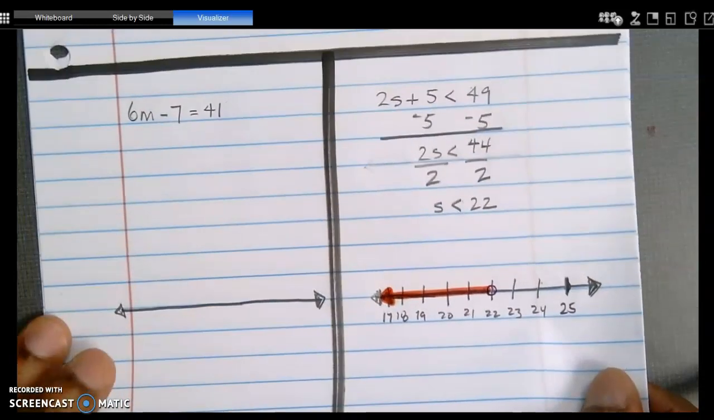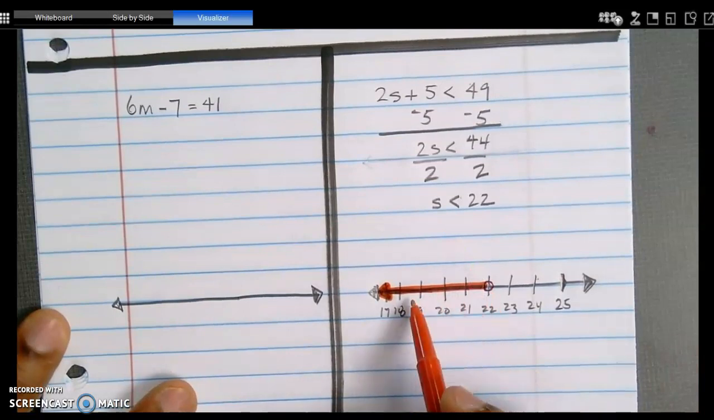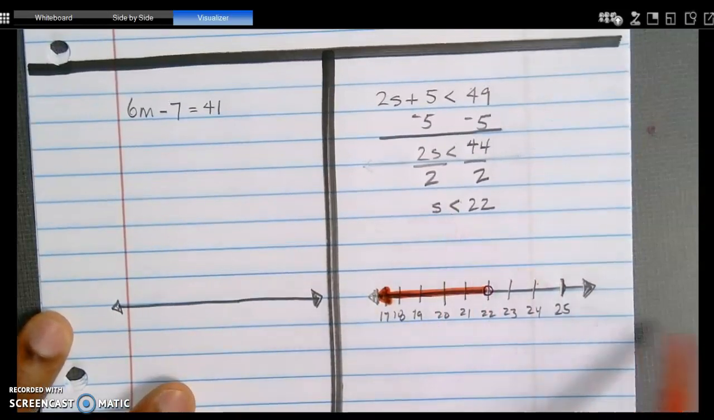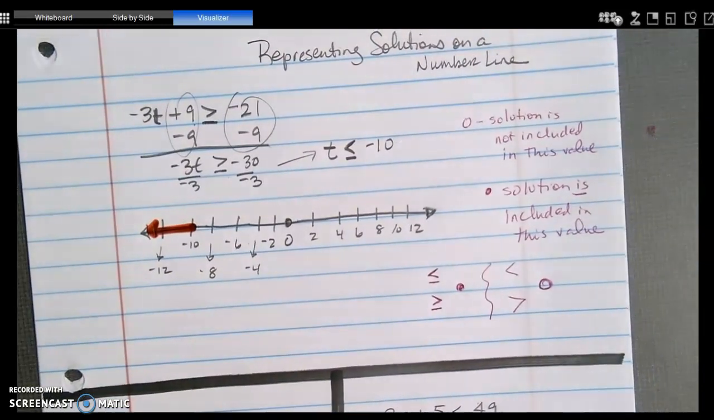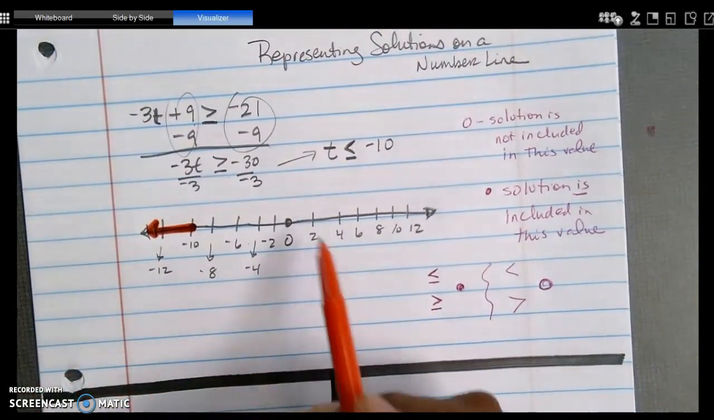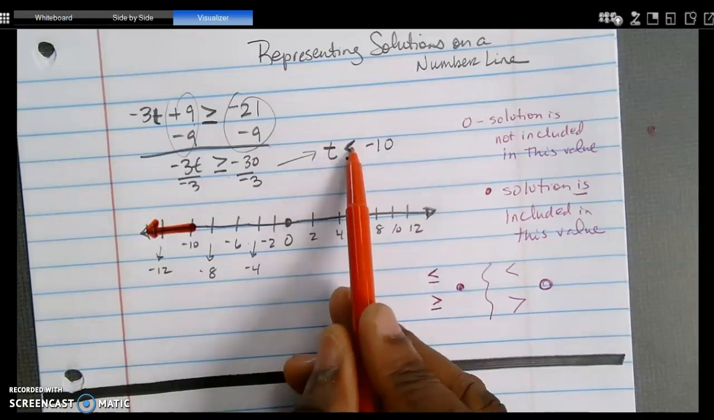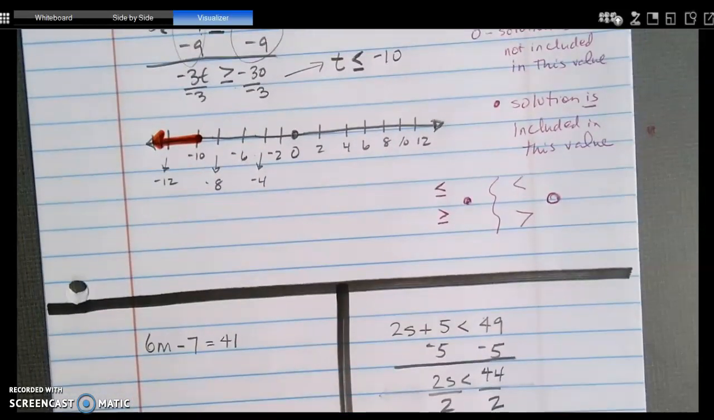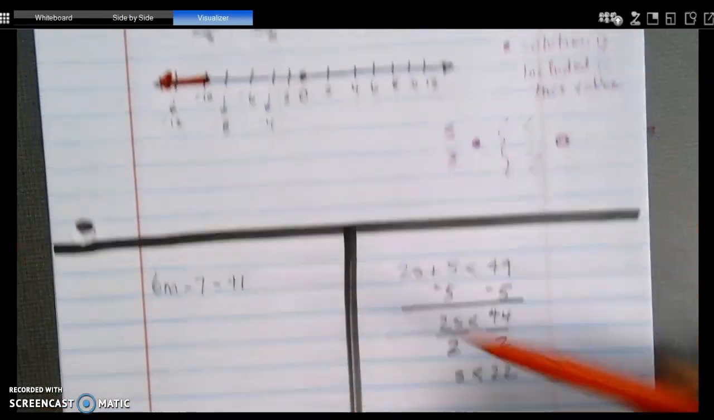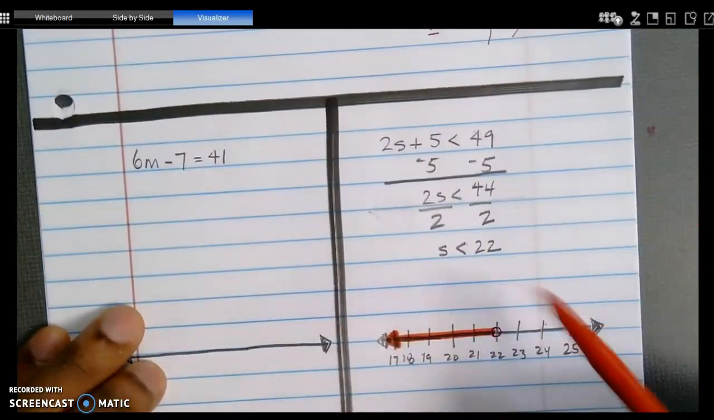That is solved. Okay, so any value that is less than 22 would satisfy this inequality, just like any value that is less than or equal to negative 10 would be included. If the value of t is less than or equal to negative 10, all of those values would be included. That's into infinity that way, into infinity that way.